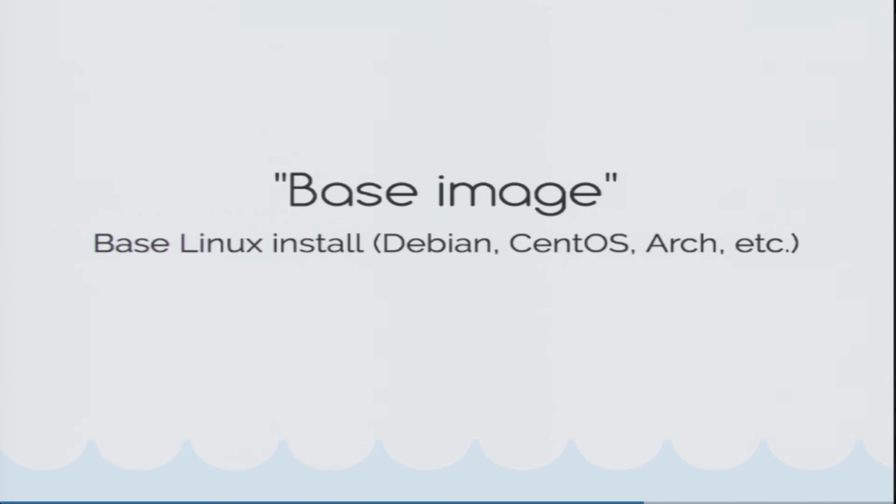You might have heard the phrase base image before. That's technically defined as whatever base Linux install you're going to be using, which is Debian, CentOS, Arch, or so on. But the term's a little slippery, and a lot of people say it's whatever image you start with in your Dockerfile.